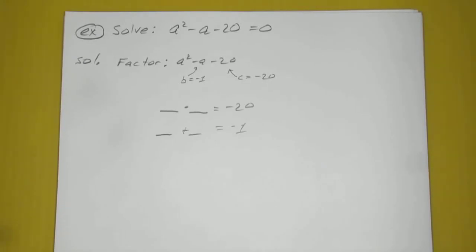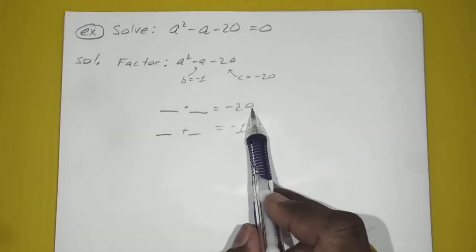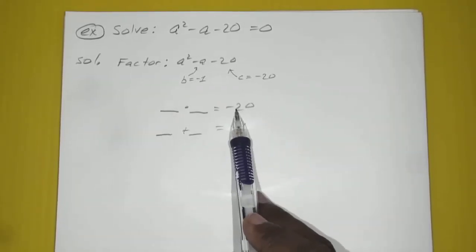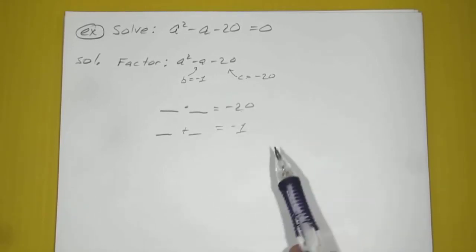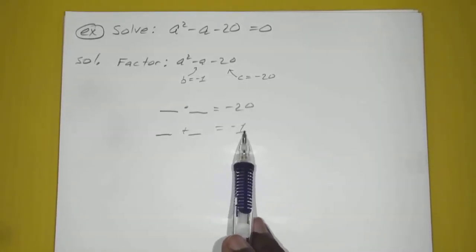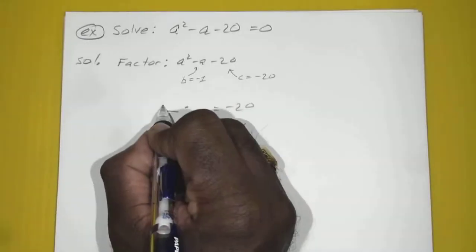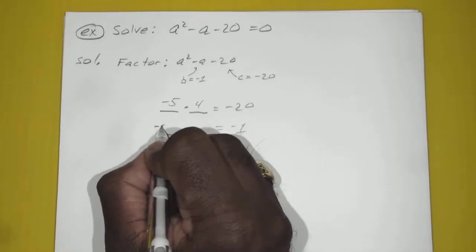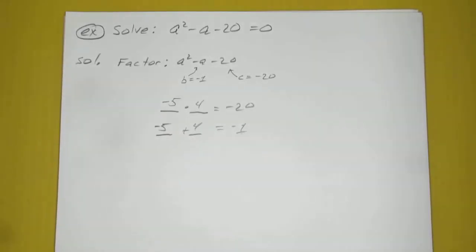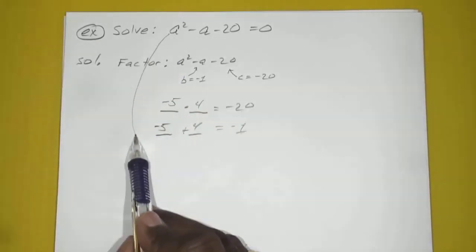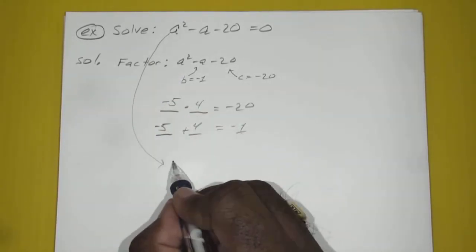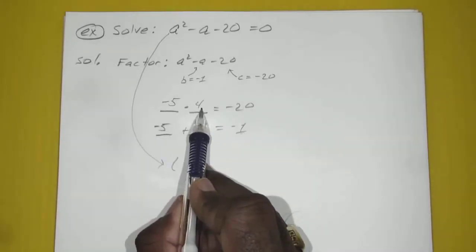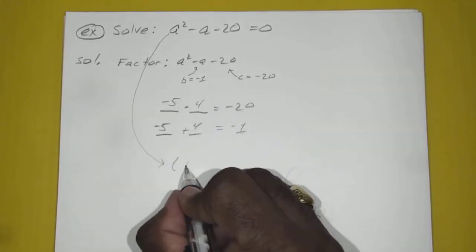Okay, so for 20 you have 10 and 2, you have 5 and 4. So we know 5 times 4 gives us 20, but it's negative, so we know at least one of those would have to be negative. And we know that our largest value would have to be negative, since that's a -1. So we have -5 and 4 is -20, and -5 plus 4 adds to -1. So that means this will just become a minus 5 times a plus 4 equals 0.